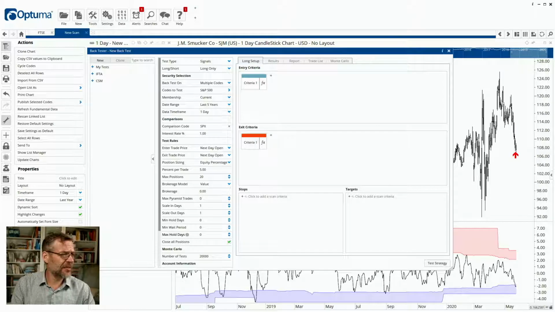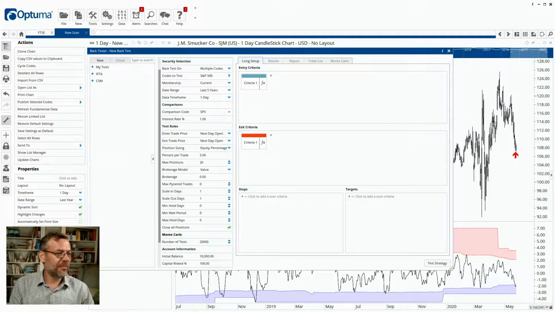Again, max hold days. What's the maximum? That if I get to 180 days, 6 months, that's it, I'm out. I've done more than enough, and I don't believe this is worth holding any longer. And then close all positions at the end. Monte Carlo we'll talk about in a moment. And then what's my initial balance and how much am I willing to risk? So then we can come along and say, right, let's test the strategy.